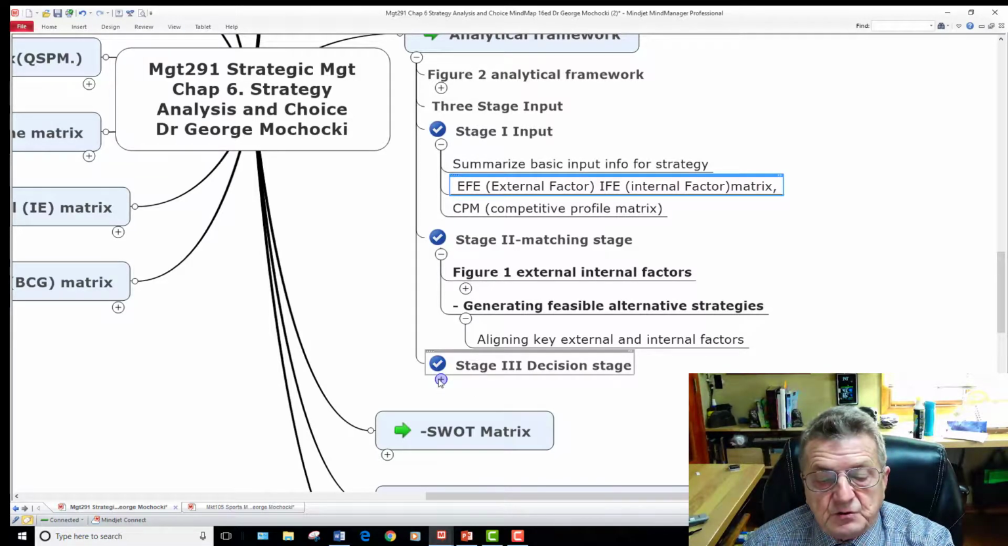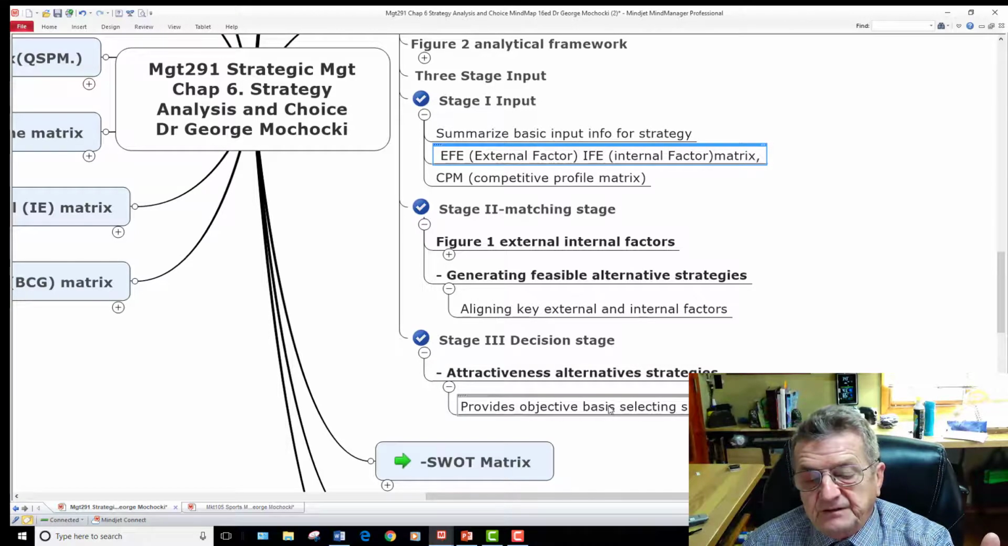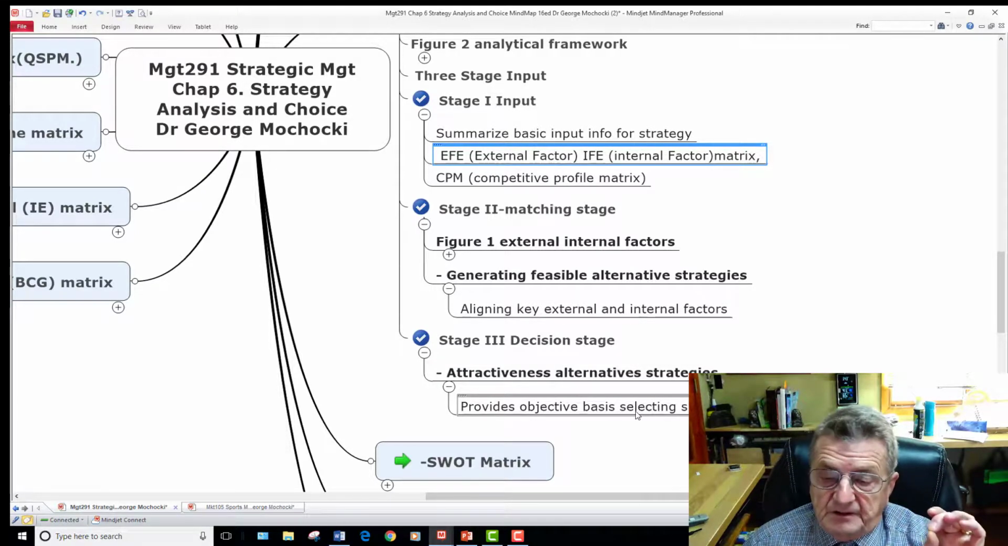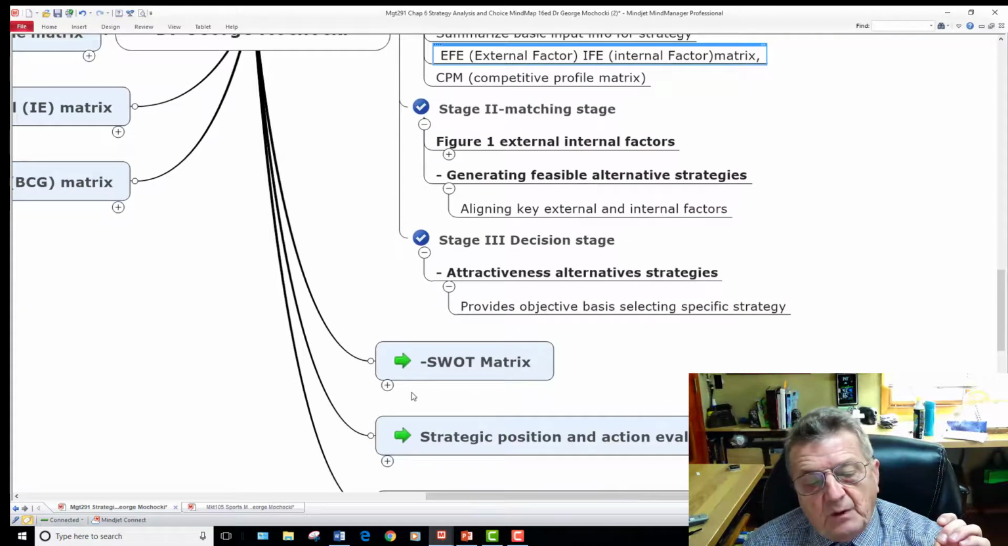Okay, and then in stage 3 we're going to look at the attractiveness of alternative strategies. It provides objective-based selection of a specific strategy depending on my company, my vision, and what I want to achieve. Okay, now the SWOT matrix.